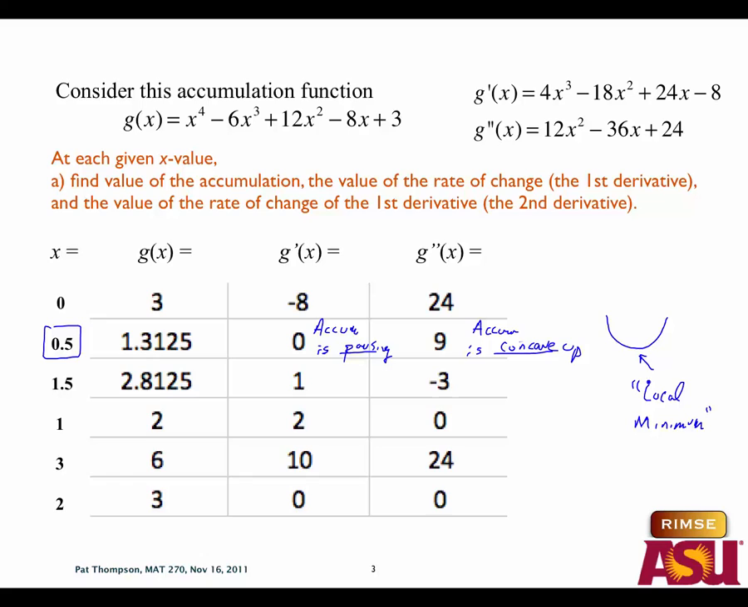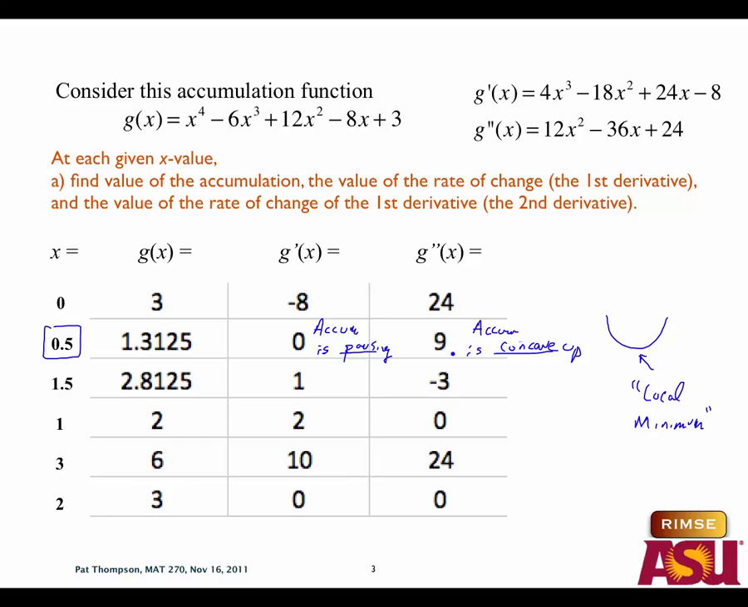And so these numbers are telling that story, right? These numbers, that the first derivative is 0 and the second derivative is positive. We put that together and we say, oh, there must be a low point of the accumulation. It must be hitting what we call a local minimum.